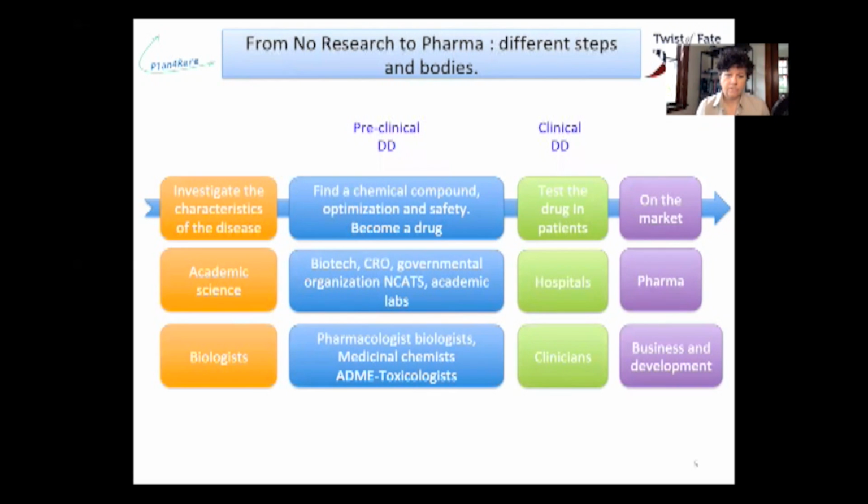Where are the different steps performed and by whom? Research is executed in scientific academic centers, mainly universities and NIH, and is focused on the biological characteristics of the disease, so performed by biologists. The first step really concerning a drug is when you enter the preclinical studies. It is performed in either biotechs, pharmaceutical companies, CROs, or specialized governmental organizations such as NCATS, and sometimes in academic labs. For successful preclinical studies, you need to have pharmacologists or biologists specialized in pharmacology working together with medicinal chemists and ADME toxicologists. The clinical phases are performed in hospitals by clinicians. The drug is brought to the market by a pharmaceutical company with the business development necessary.